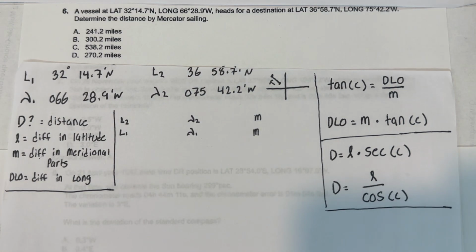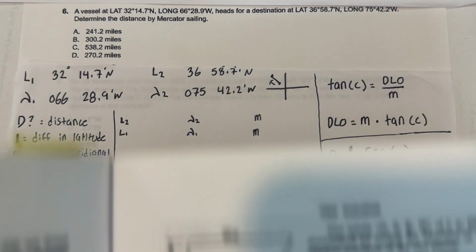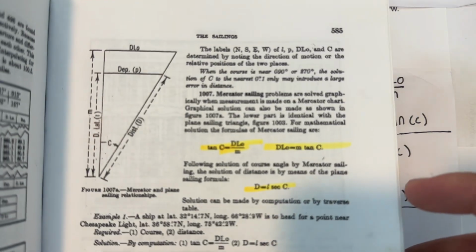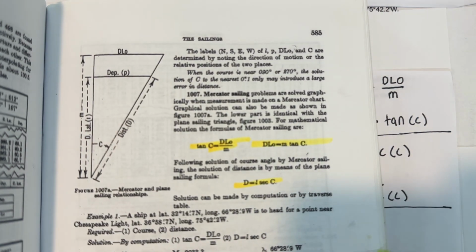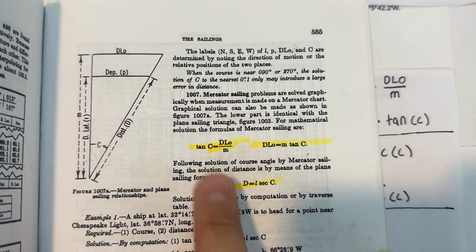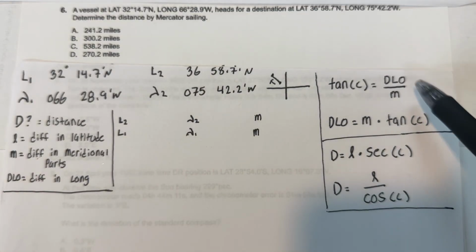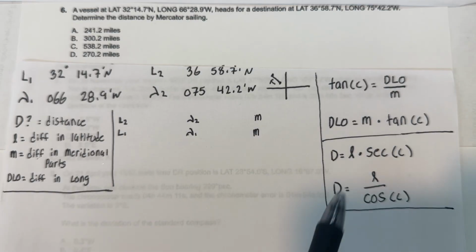So anytime there's a sailing problem, you can always open your book to the sailing section in Bowditch. In this case, mine's on page 585. Our formulas are listed right here. I've listed our formulas on the right-hand side. These two formulas are the same formula manipulated, and these two are also the same formula manipulated. So L times secant C is the same thing as L divided by cosine C.